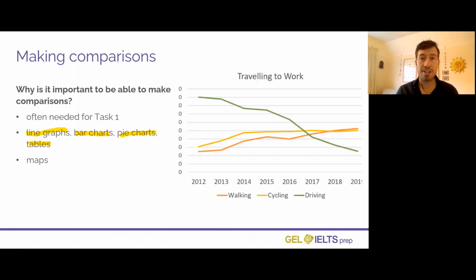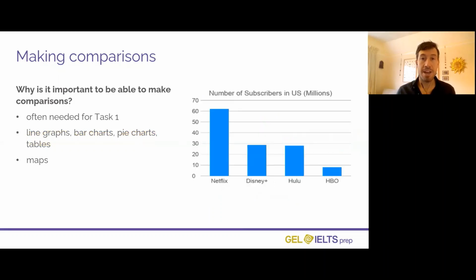So here you've got a line graph, and here you might want to compare something like walking to cycling. You might want to compare those 2 things. So it's important to be able to make comparisons there. You also might want to compare bar charts. For example, you might compare this bar to this bar, to show how they're different or how they're similar. If it's the middle 2 bars, you might show how they are similar.